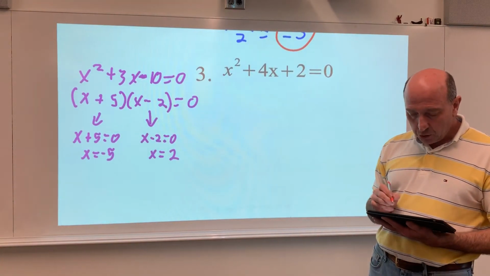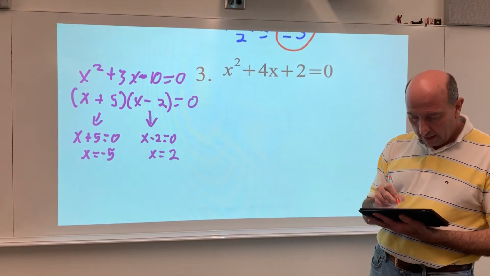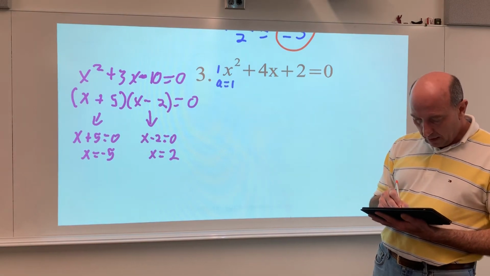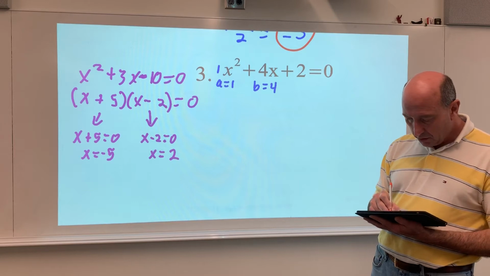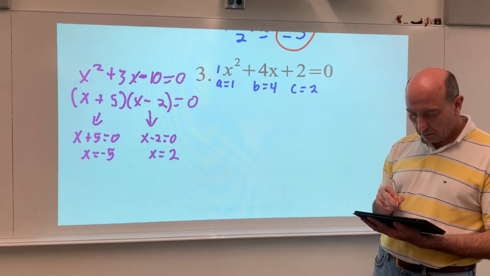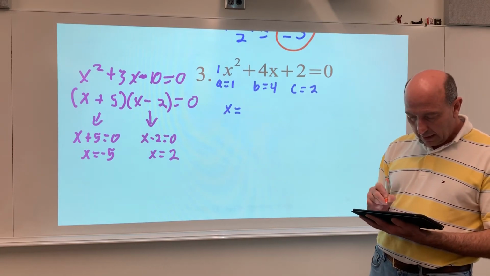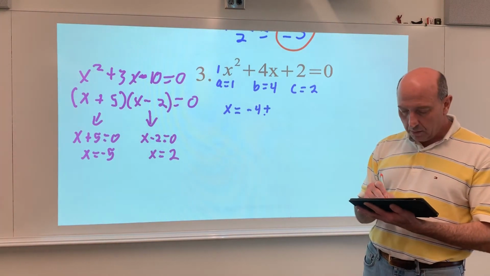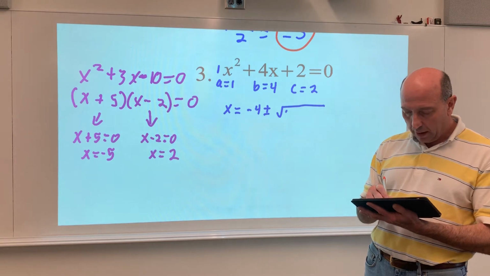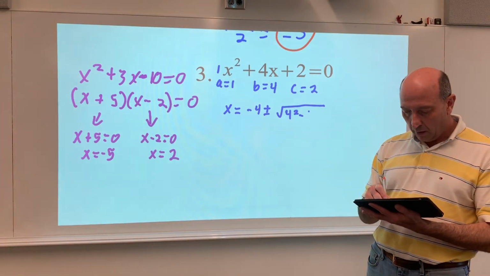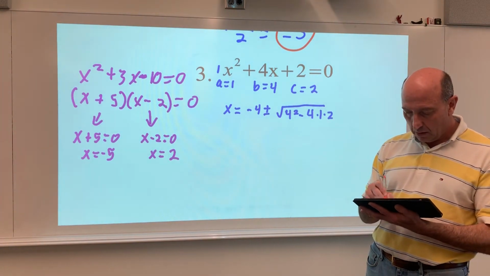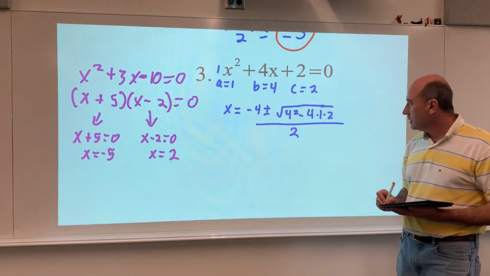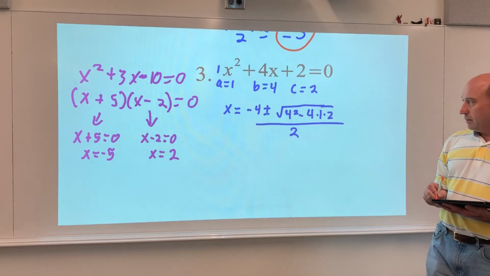Okay, this one, we'll try one more. A is 1, B is 4, and C is 2. X equals negative B, negative 4, plus or minus the square root of B squared, 4 squared, minus 4 times 1 times 2, all over 2a. 2 times 1 is 2. Okay.